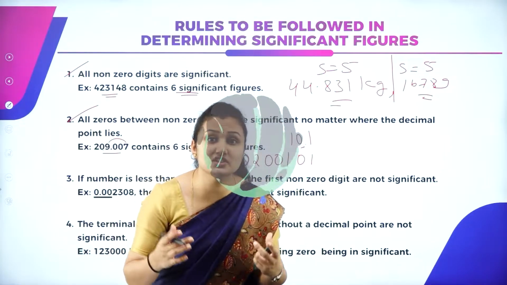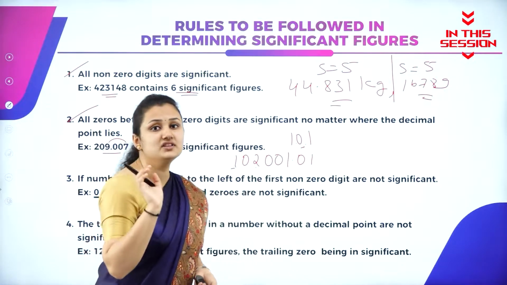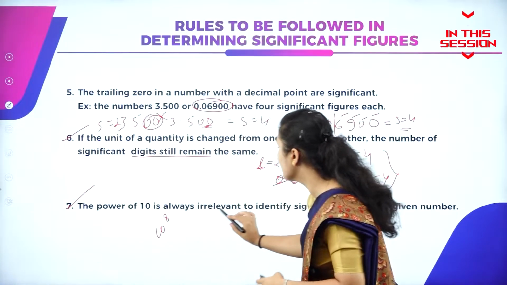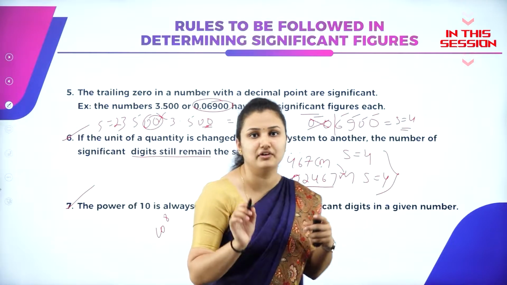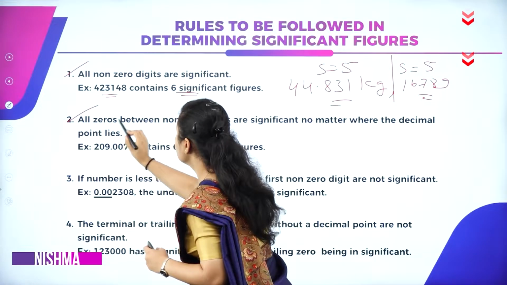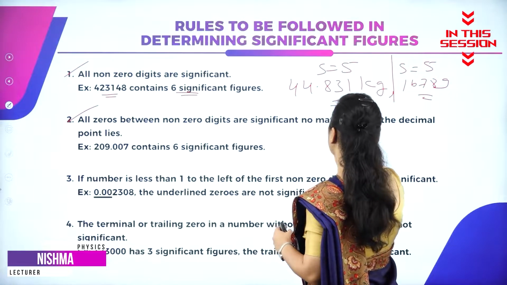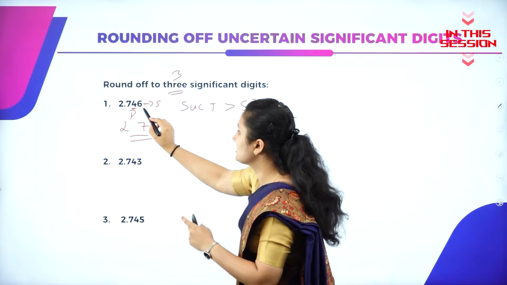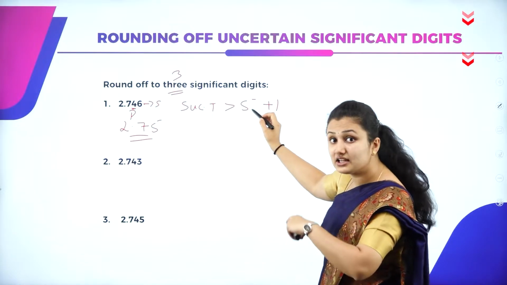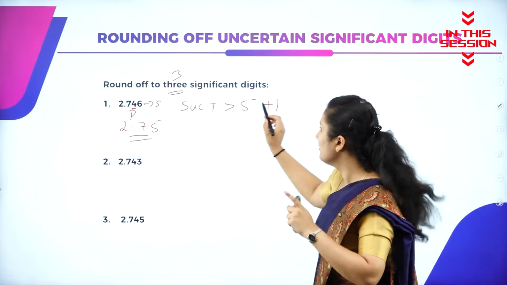What is a non-zero digit? A digit which has a definite value in the number system. Power of 10 is always irrelevant to identify significant digits in a given number. All zeros between non-zero digits are significant, no matter where the decimal point lies. If the succeeding term is greater than 5, the preceding term will be raised by +1.